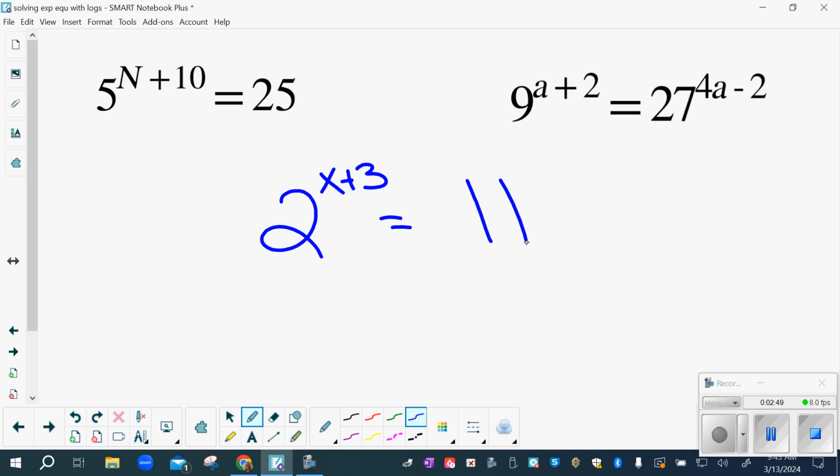But here's what I could do. I have to raise this to some power, right? So here's what. We have a tool, and we're ready to use the tool. And we're going to get out our calculators, because our calculators are going to help us with this tool.